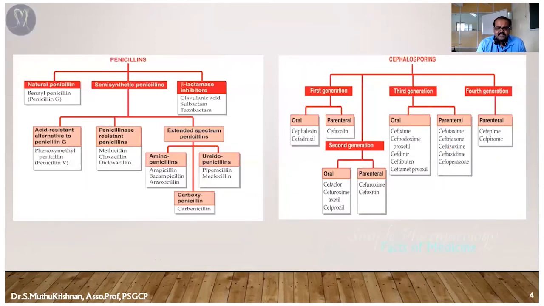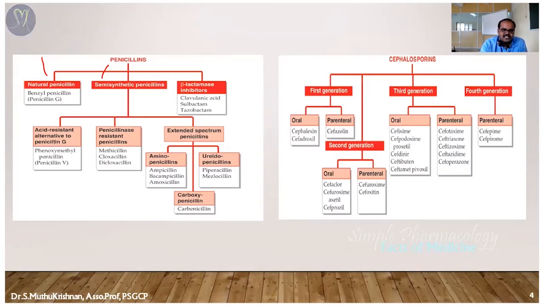As per your textbooks, penicillins and cephalosporins are classified in different manners. The penicillins are mostly classified based upon their chemical nature: first into natural penicillin and semi-synthetic penicillins. Then they are further classified based upon their potency and physicochemical properties. The natural penicillin is benzyl penicillin. Then the semi-synthetic derivatives are further classified into different categories.